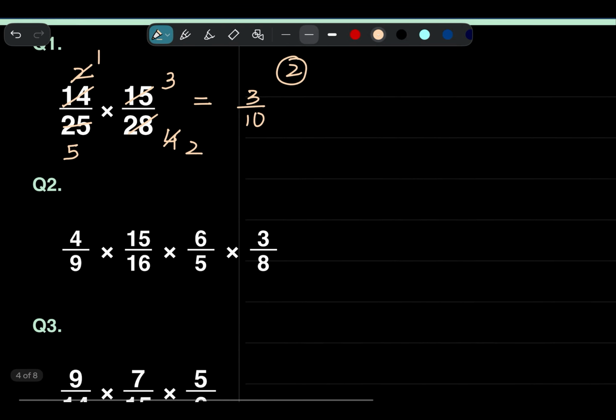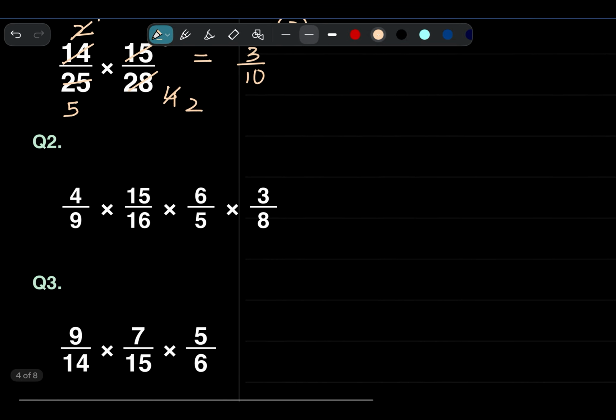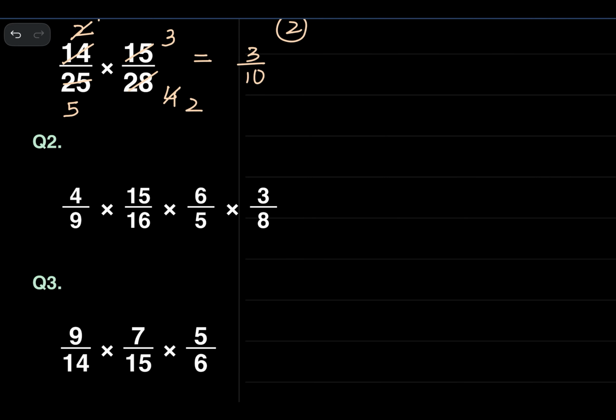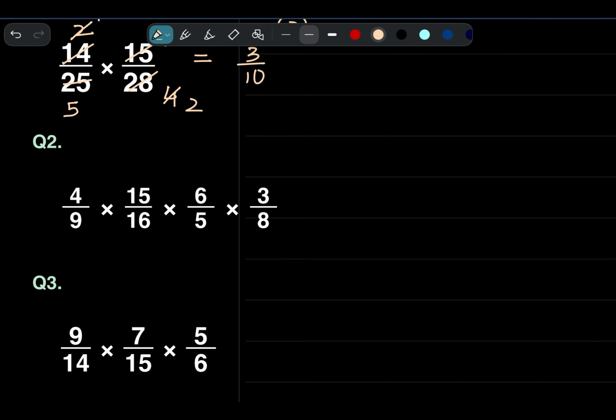In the next one, there are 4 fractions. Never mind, but what we have to do is 1 numerator, 1 denominator. Quickly, let us cancel now. I'm going to use this 5 and 15 first. Okay, 5 ones are 5, 5 threes are 15.